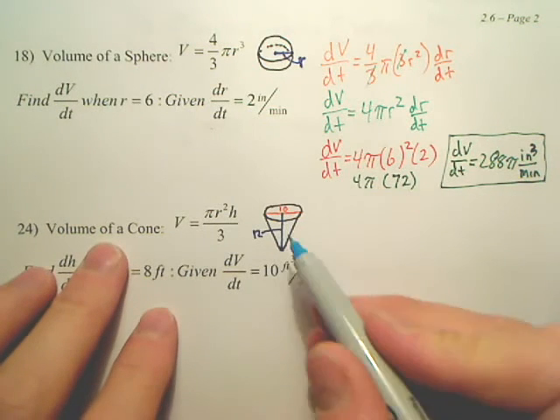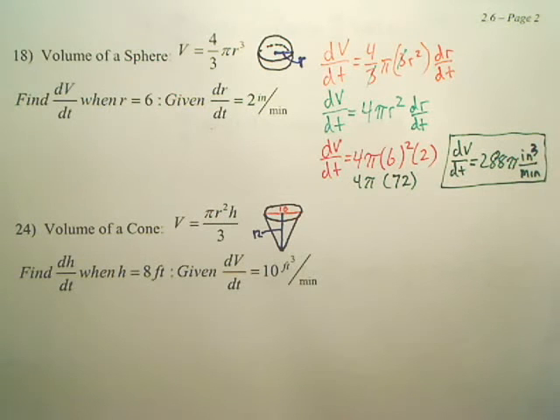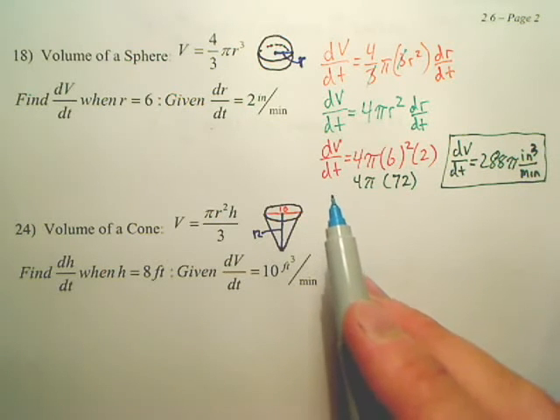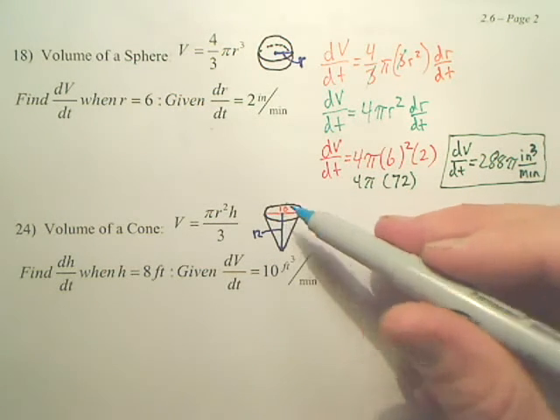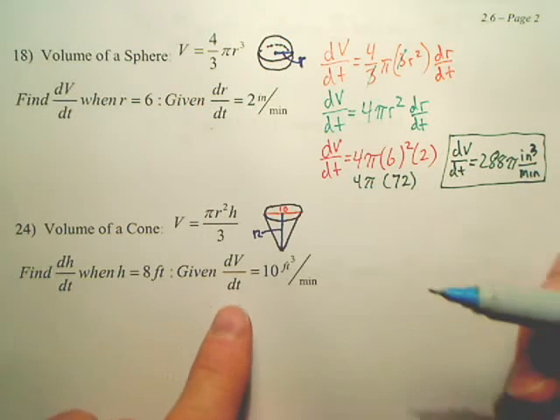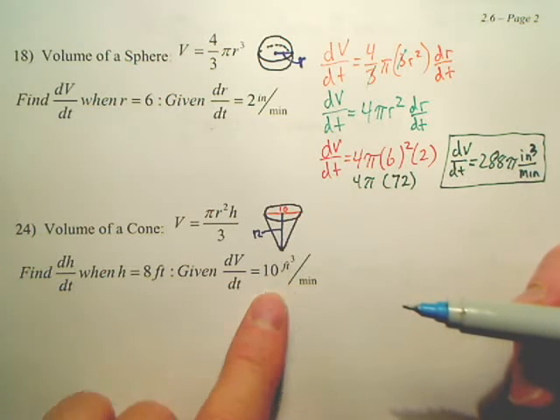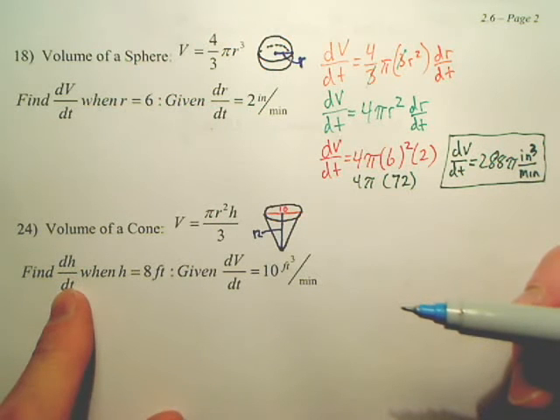Number 24. This cone is filled with water, and the water is, I believe, being leaked out or filled up. Oh, you're filling the tank at a rate. So you're filling this cone up. Got it? We know that dV/dt is this. That's how fast we're filling the tank up. I know my height is 8. I want to find dh/dt.